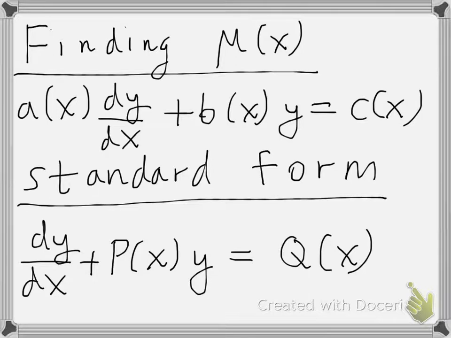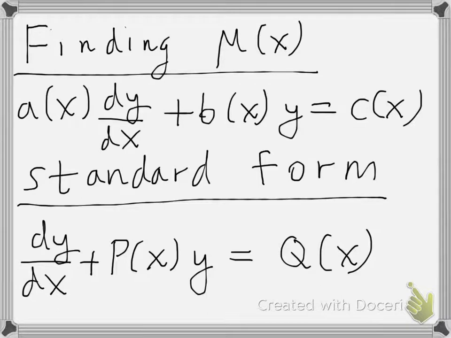Now the function p of x is just going to be b of x divided by a of x, and the function q of x is just c of x divided by a of x. But we don't so much care what a of x, b of x, and c of x are in the next steps. All we care about are what the functions p of x and q of x are.